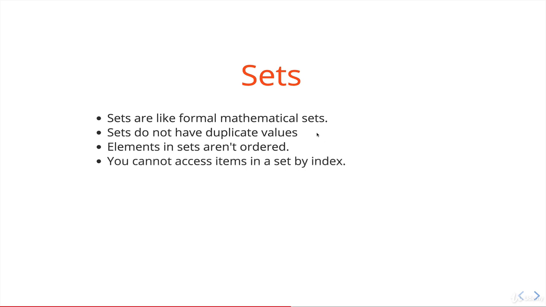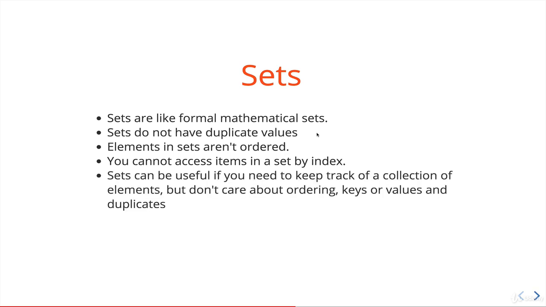Another thing to know, you cannot access items in a set by index because there is no order. So unlike a list or a tuple, you can't use an index. They're just floating around in their free form. In a way, it's like a combination between a dictionary and a list: they're not key value pairs, which is more like a list, but there's no order, which is more like a dictionary. So sets can be useful if you need to keep track of a collection of elements, but you don't care about ordering, keys, or values, and you do care that there aren't duplicates.